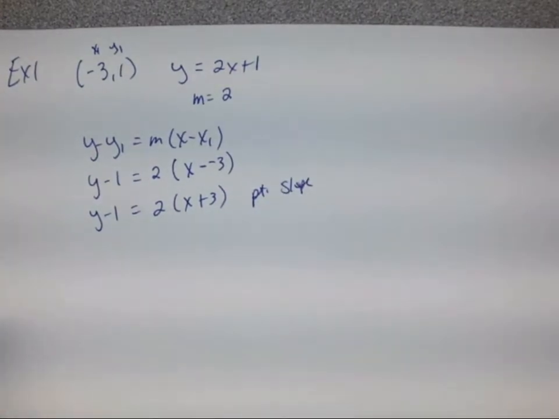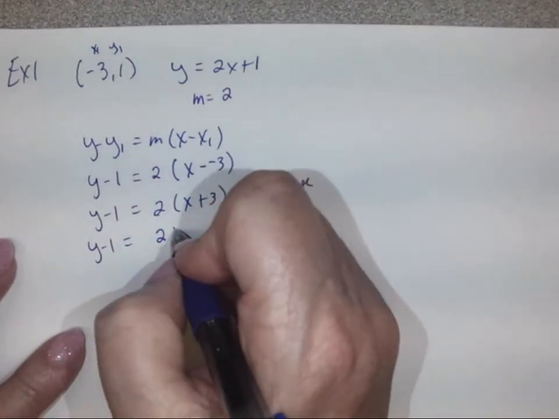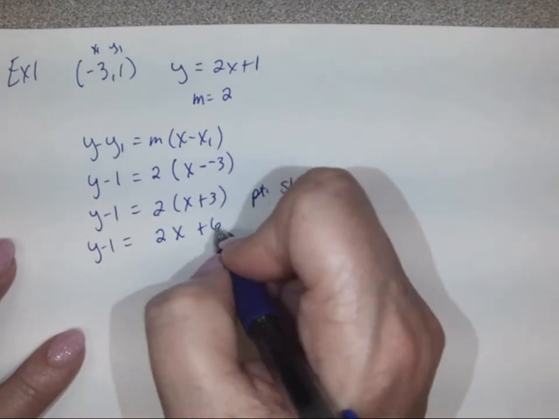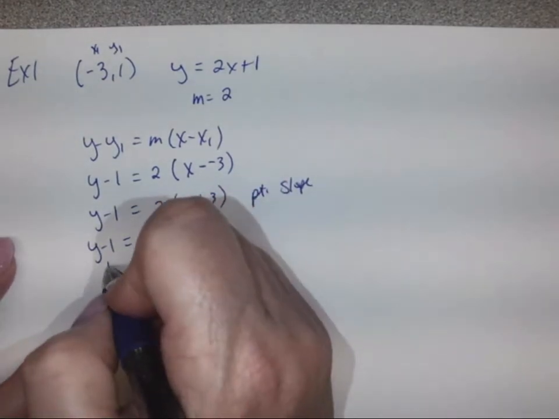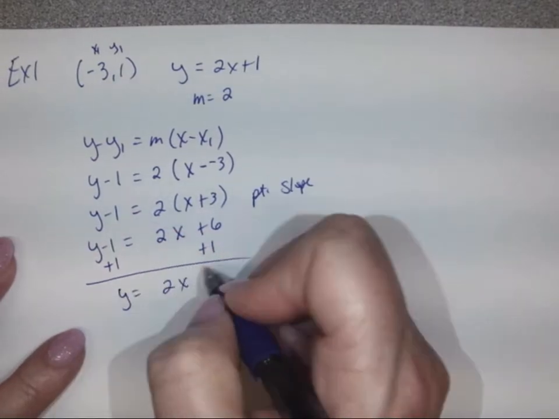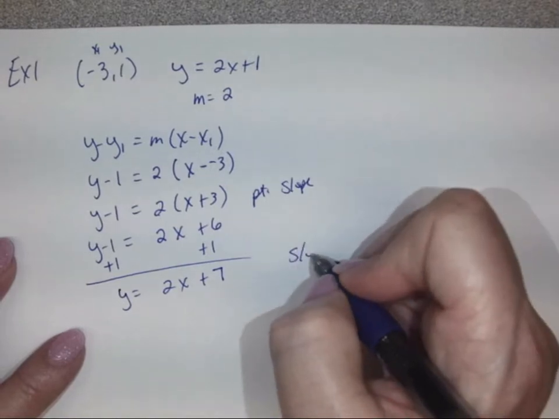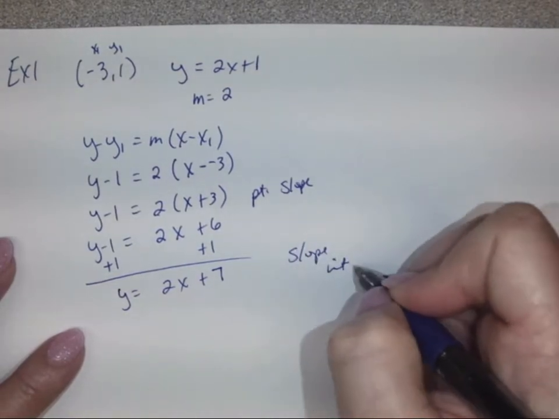And now we need to solve it down for the slope-intercept form of y equals mx plus b. So y minus 1 is 2 times x plus 2 times 3, so 2x plus 6. Add 1 to both sides. y is equal to 2x plus 7, because 6 plus 1 is 7. And this would be the slope-intercept form.